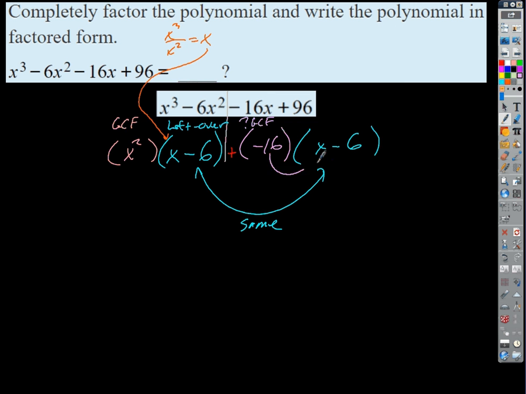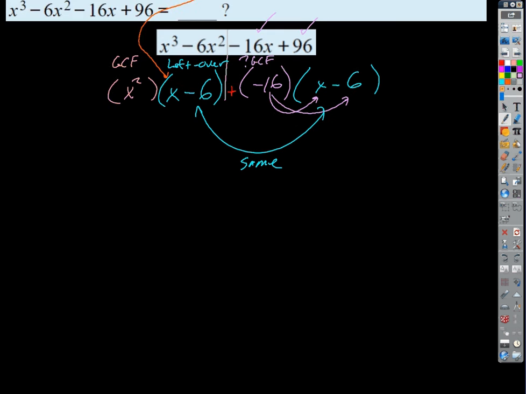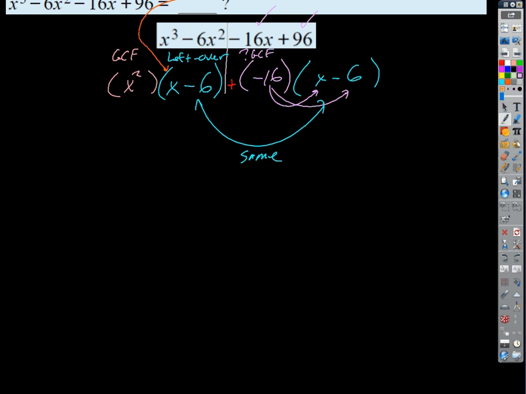Well, negative 16 times x gives me negative 16x. Check. Negative 16 times negative 6 is what? Positive 96. So it works. Check. Okay, so it does fit the pattern. Now what? Now all we're going to do, once we've got this broken into greatest common factor and leftover for both groups, well, the leftover is a common factor. Remember, we said they had to be the same, right?